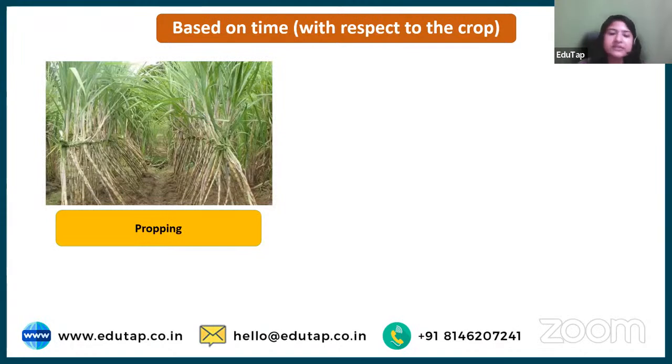So what is propping? This is also done. So basically what happens in the case of especially sugarcane, if you look at it, okay, after a time, because they become very long, and they are very thin, and they have a lot of leaves from the lower portion also. Because of that, lodging happens. Lodging means, as you can see in the picture, the sugarcane are very straight. They are standing very straight, right?